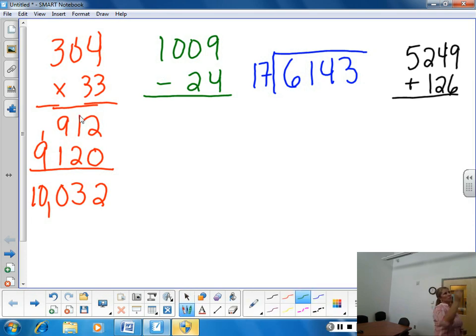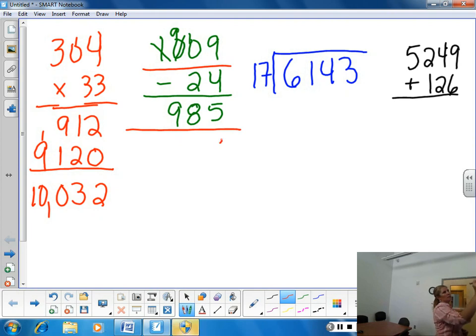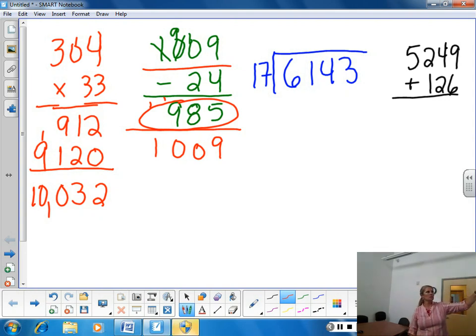For this one, you subtract 9 minus 5 and get 9 minus 4 and get 5. You have to borrow, and that takes that away completely. This becomes 10 and this becomes 9. 10 minus 2 is 8, and 9 minus nothing is 985. How do you check those? Check by adding. Add this up: 9, 10, 10, carry a 1, 1009. So you know that that's your answer because you added your subtrahend and your difference and you got your minuend.